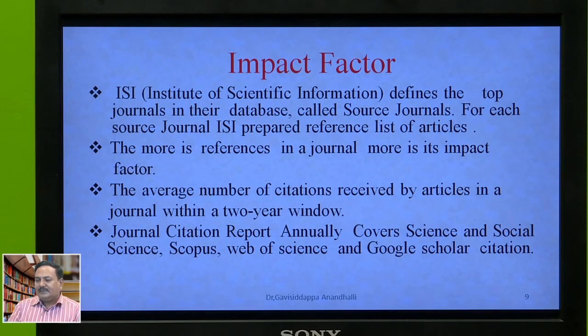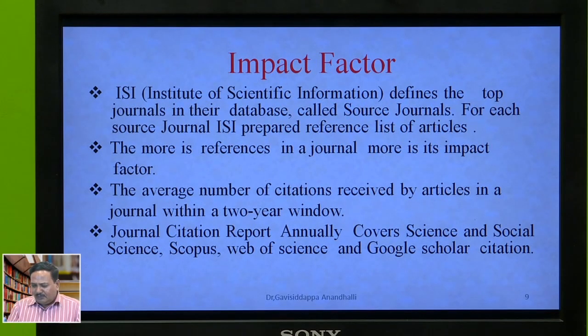The more references in the journal, the more its impact. Obviously, if you have n number of references, automatically you will get more citations. The impact factor is the average number of citations received by the articles in a journal within a 2 year window. It is very simple. It is the ratio between the number of citations received by that particular journal divided by the number of articles published by that journal, for the period of the previous 2 years.